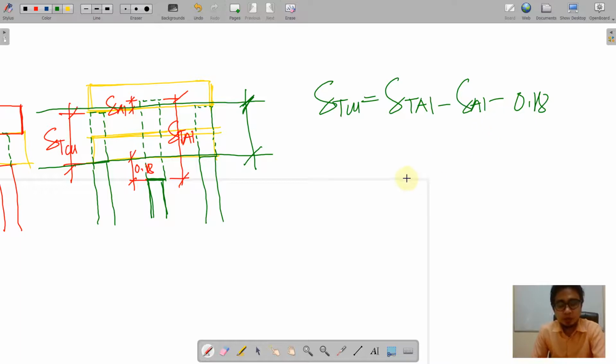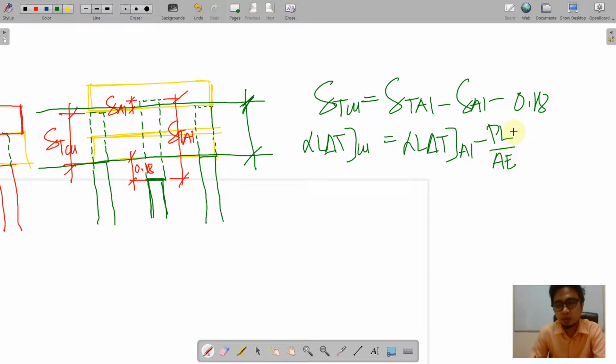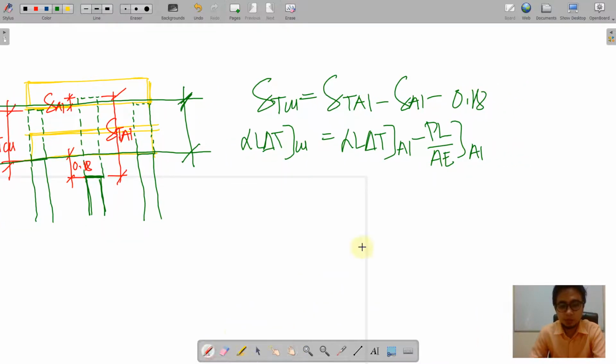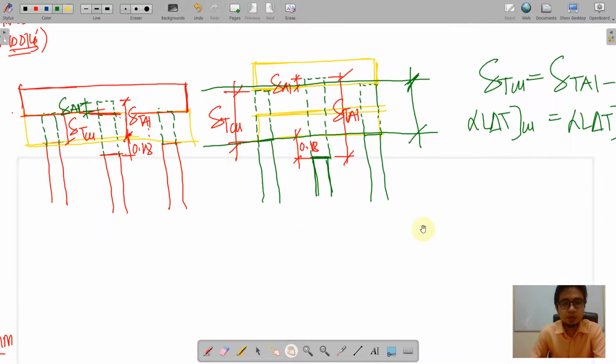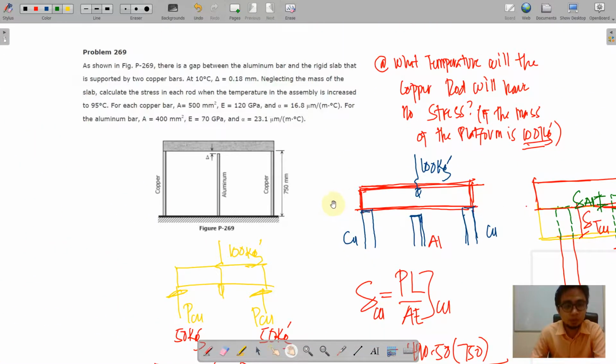Okay, so what can we get from this equation? So let us have the formulas inserted. Alpha L delta T of the copper. This is alpha L delta T of the aluminum less PL all over AE of the aluminum, less 0.18. So alpha for copper is equal to, for copper we have, I'll just carry this one.